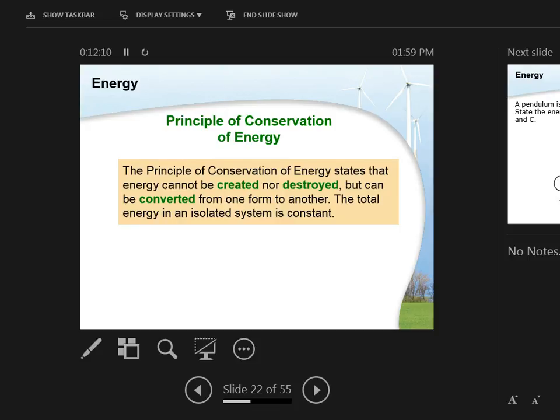Which page is it on? 107. Page 107. At the top, highlight it.